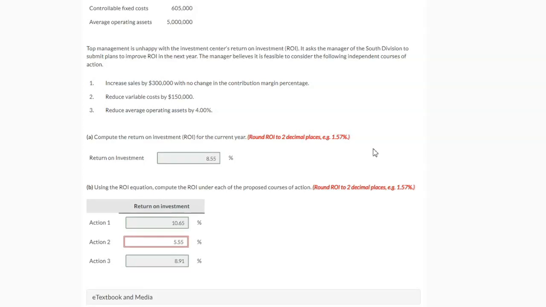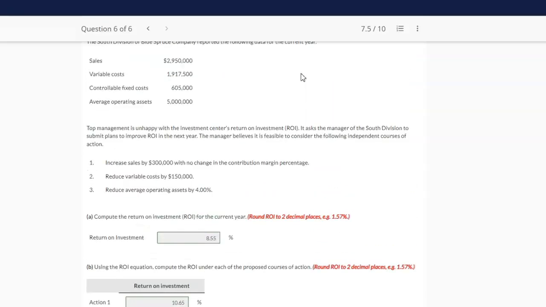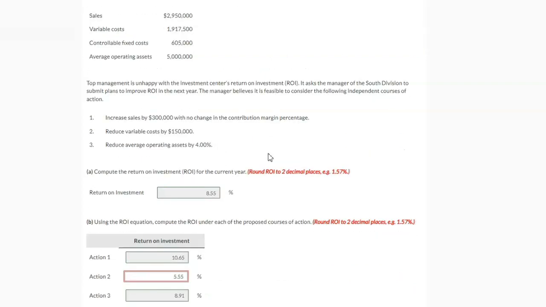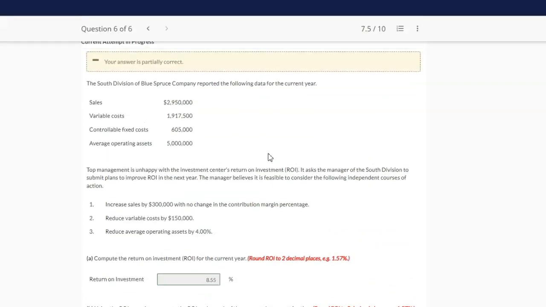Action number 2 is wrong. It would not be the same. It would go up. Variable cost went down, so my contribution margin would go up and my controllable margin would go up. It will be better than the 8.55. It wouldn't be worse than 8.55. So we'll do that again. Take the sales, 2,950.